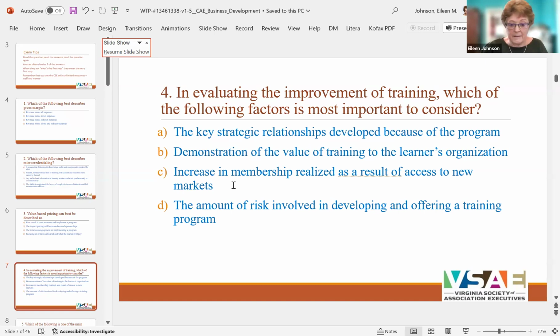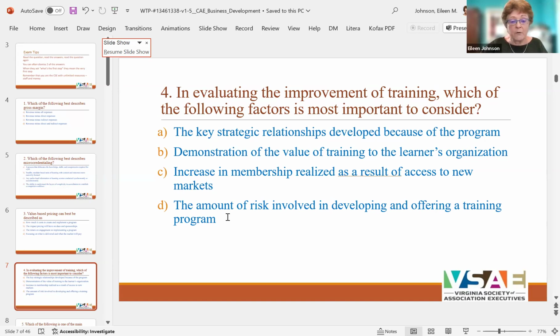Okay. Well, they say it's D, the amount of risk involved in developing and offering a training program, which doesn't actually correspond right to the question, which is improvement. Well, I guess evaluating the improvement of training. So if you're going to be improving your existing training program, I guess risk is a broader response because you're looking at not only what will you develop, how much will it cost, how will you promote it, will they come? All of those are decisions that the association has to make.